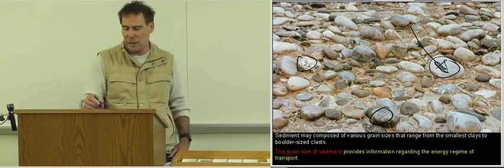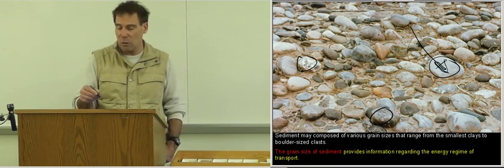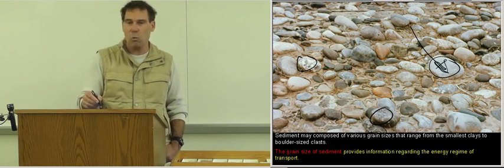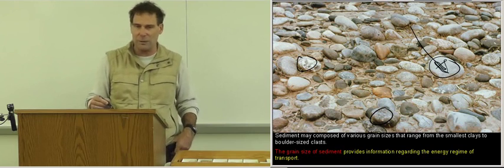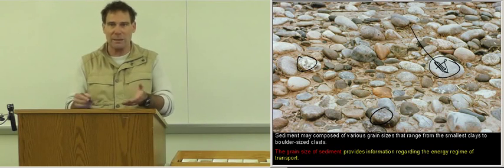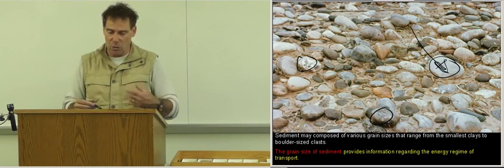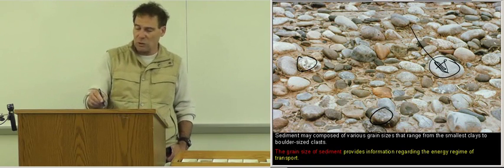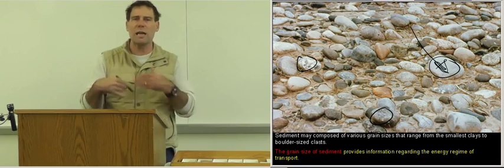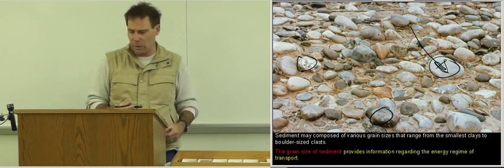In this case here, we'd be looking at a stream that would be moving very rapidly when it has water in the channel. This clearly is a stream that's ephemeral, meaning that it's seasonal, that there must be high water discharge and very low, as you see here. So the grain size tells you something about the energy regime of the transport agent.